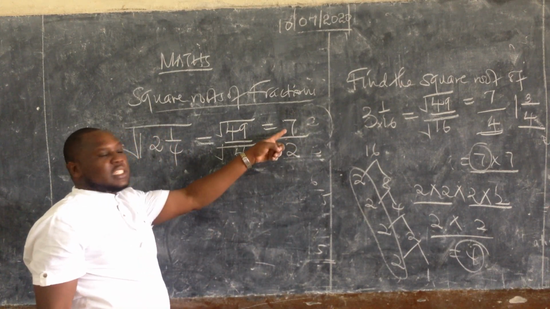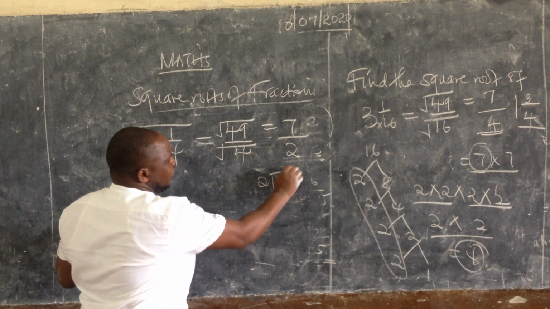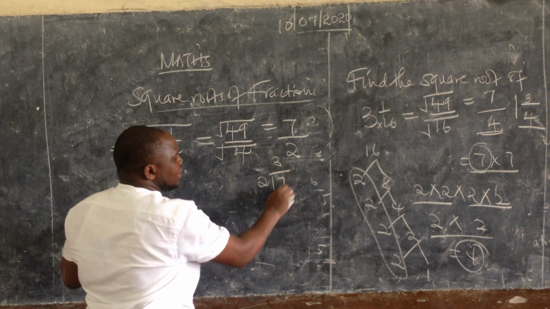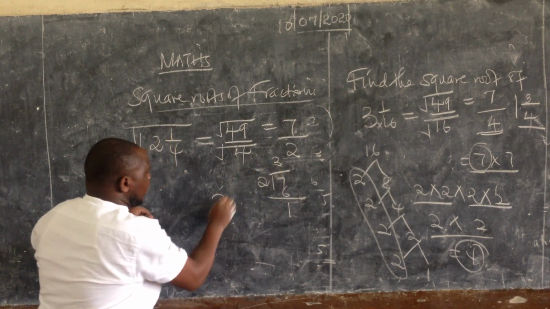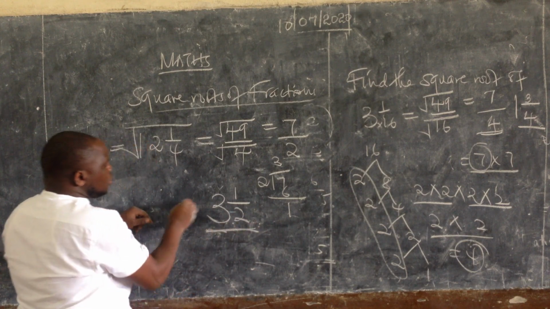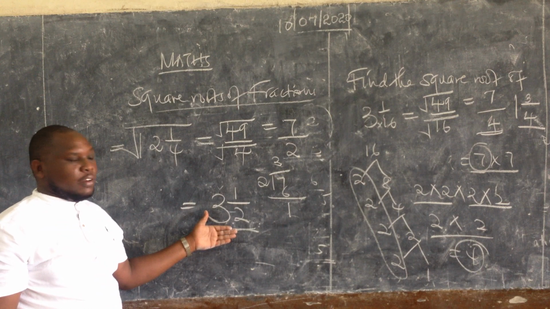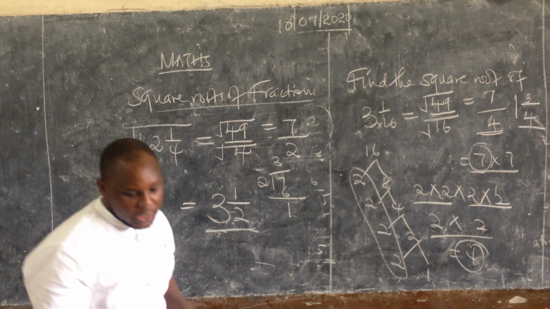But look here, the numerator is bigger compared to the denominator. You are going to divide that. So 7 divided by 2. 3 times 2 you get 6, remainder 1. So you write this 3 and the remainder 1 over this one, 2. So the square root of 12 and a quarter is 3 and a half. So that's how we are supposed to do it.